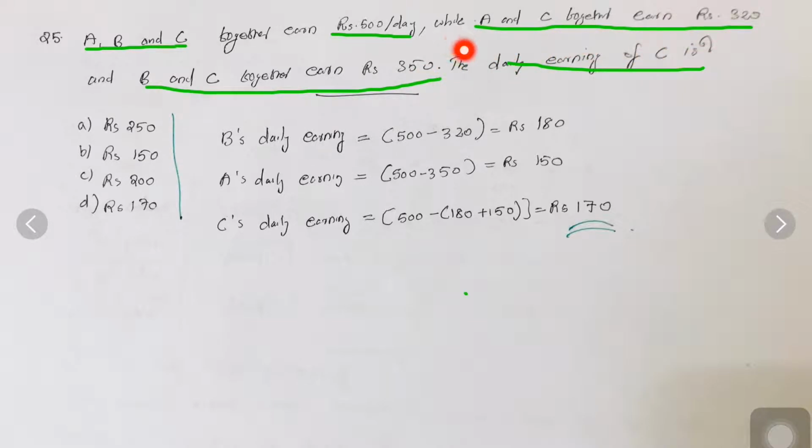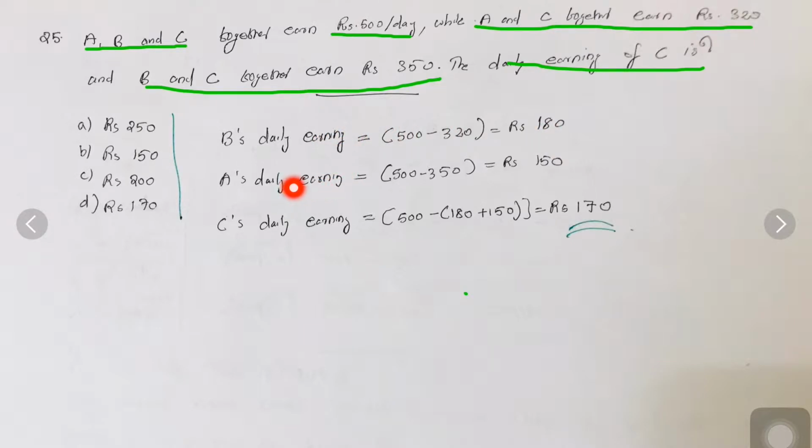This kind of question is quite similar in aptitude tests, civil service aptitude test, CAT, GATE, etc. So for finding the earning of C, we have to find the earnings of A and B also. So B's daily earning, how can we calculate? Total earning is 500, it will be constant. 500 minus A and C together 320. B is not there. So 500 minus 320, we will get 180. That is B's daily earning.